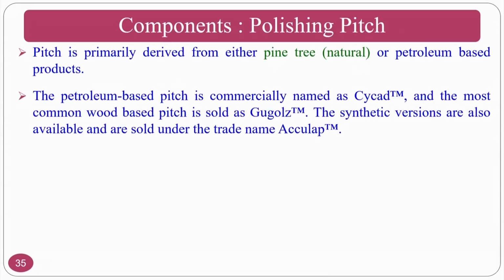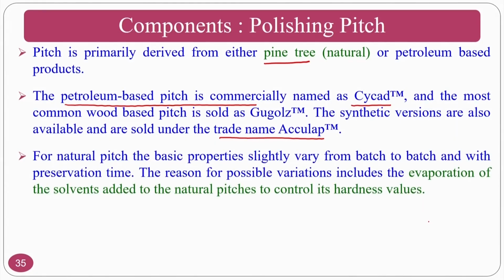Polishing pitch is primarily derived from the pine tree, which is a natural source. The other things are that you can also generate from petroleum based pitch, which is commercially named as Cycat, and the wood based pitches like the Gugolz, and these synthetic versions are also available under the trademark of Acculap. These are the companies that produce the different types of pitches.